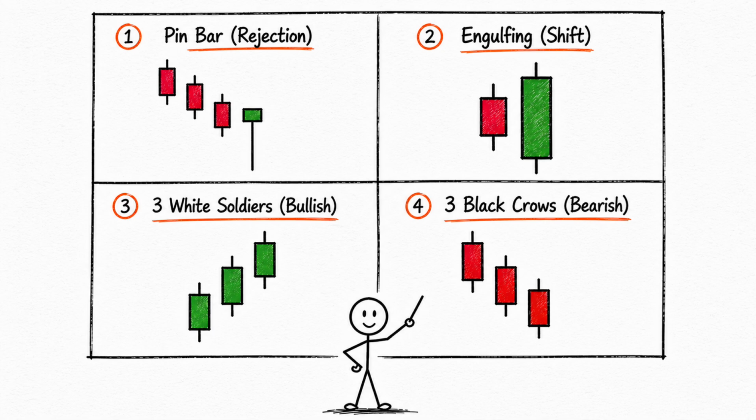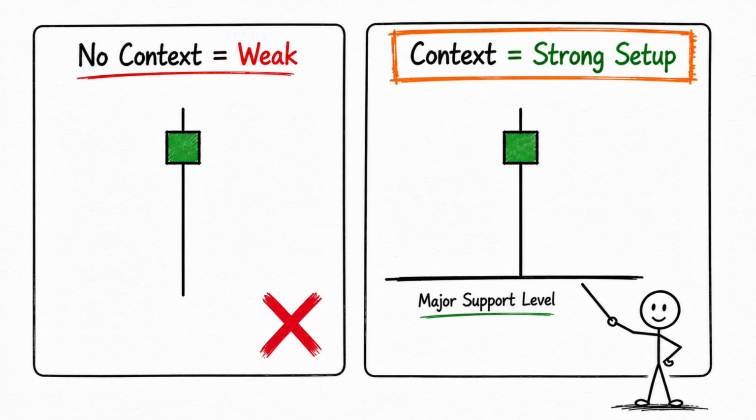Every candle tells you open, high, low, close. A pin bar can show rejection. An engulfing candle can show a sudden shift in short-term control. Three white soldiers can show persistent bullish pressure. Three black crows can show persistent bearish pressure. But there's one thing more important than the pattern.